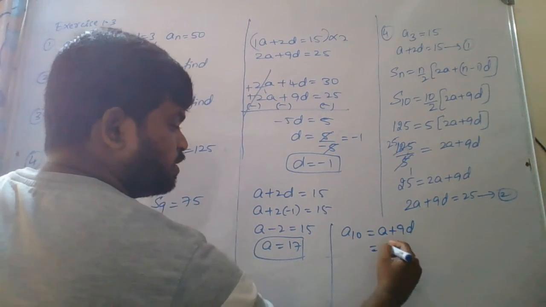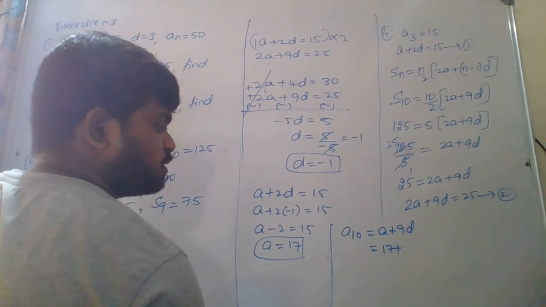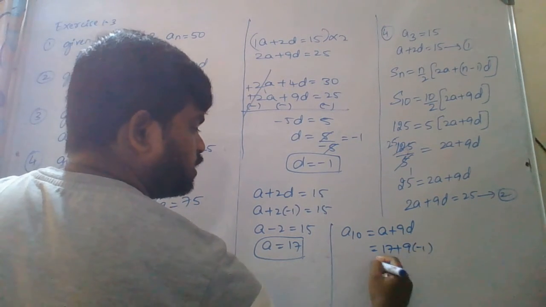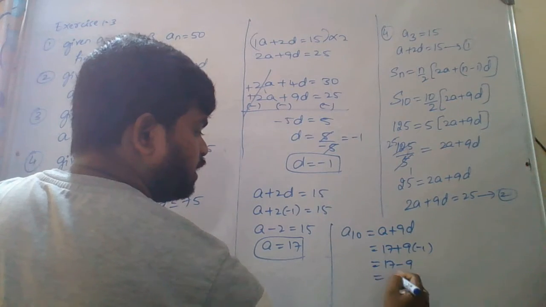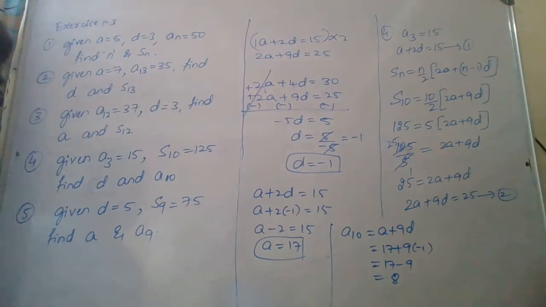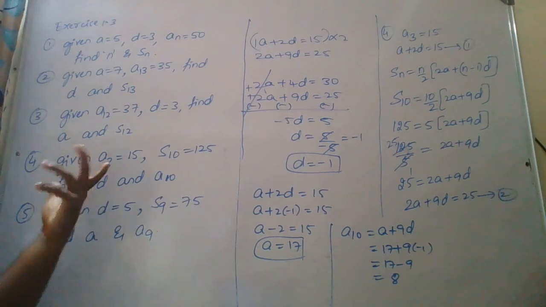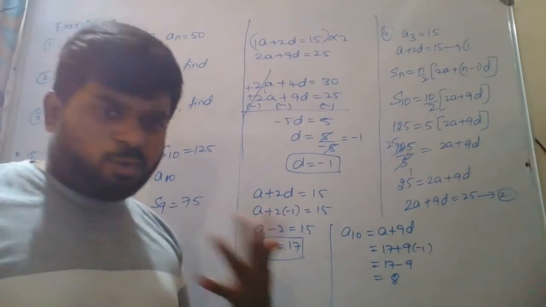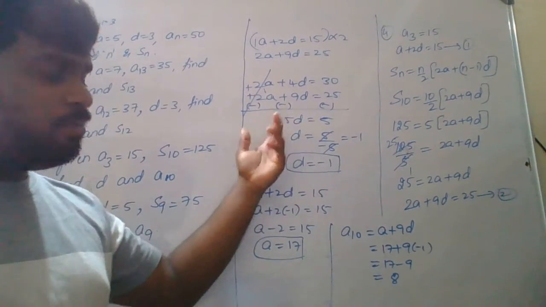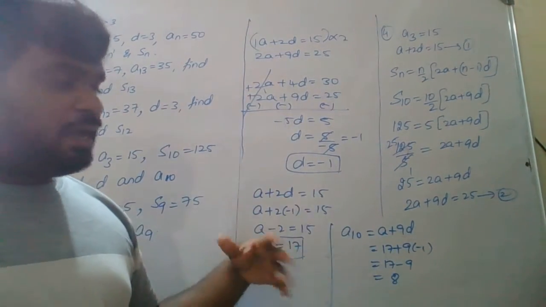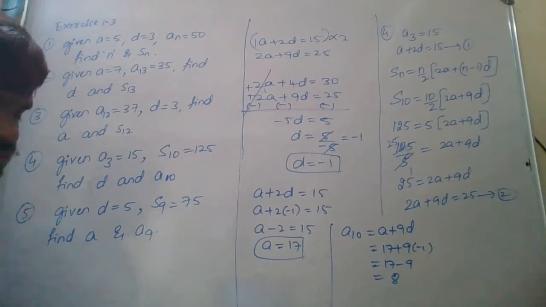Okay, a is how much? 17 plus 9 into minus 1. So 17 minus 9 gives us 8. So that is our 10th term. Okay. So as usual, here we don't know the value of a and d. Both were not known. So somehow we get two equations. We have got it. Solve it by elimination method. Then you will get a and d. Once a and d are known, we can solve any sort of problem.